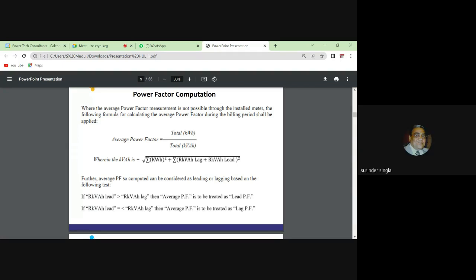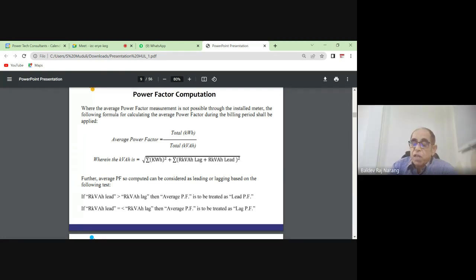This is also prevailing nowadays, and it is also affecting the overall. Harmonics, we are coming to in the next slide. I have not talked about harmonics in this slide. This is only talking of the lag and lead. There is a third factor.